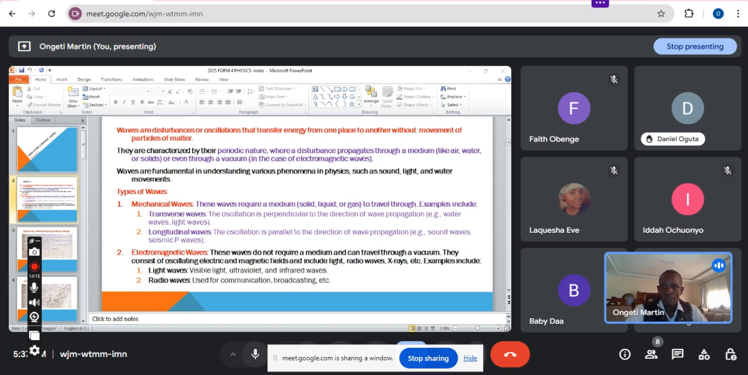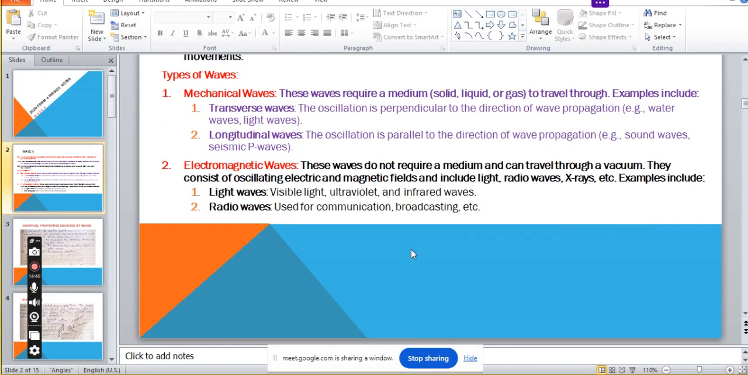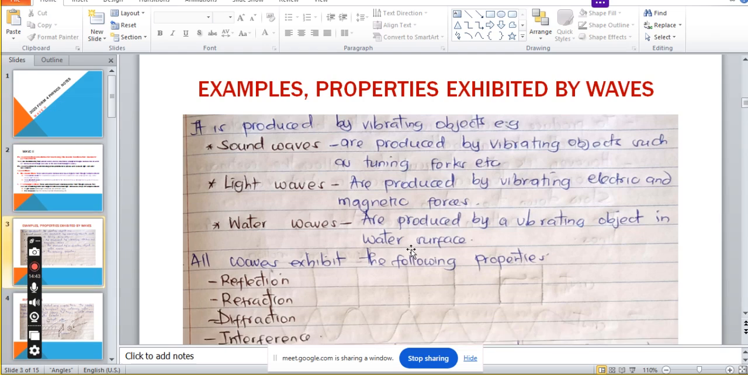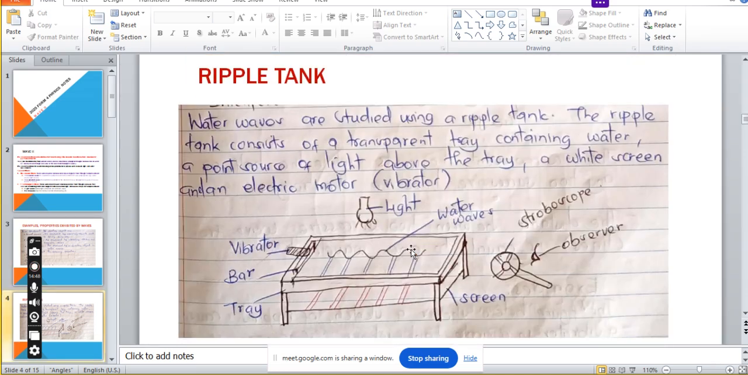So waves are fundamental in understanding various phenomena, especially in physics, the happenings like the light, the water movement, the mirages, and so on and so on. So we have the two types of waves, that is mechanical waves and the electromagnetic waves, which we have talked about. So that's just a small glimpse on the waves. I think this one we had looked at, the properties. We also looked at the ripple tank.